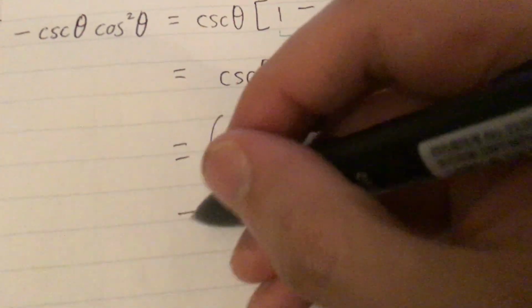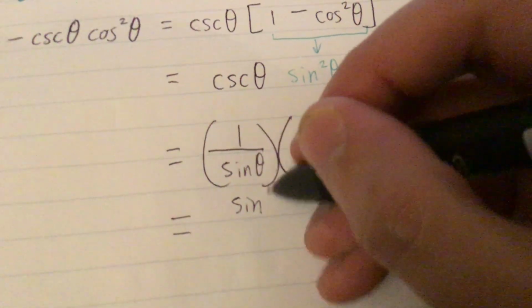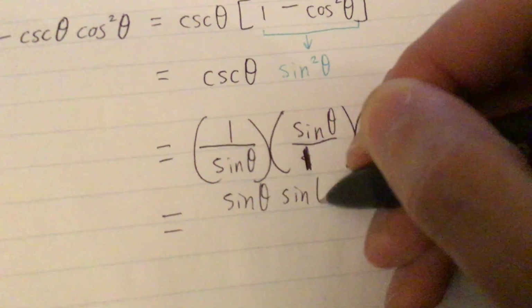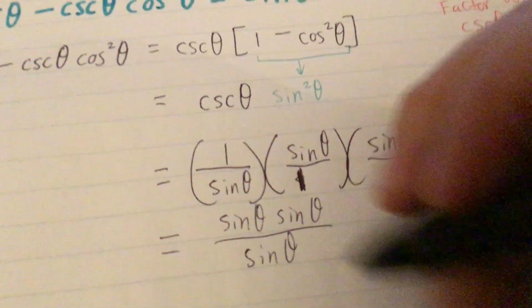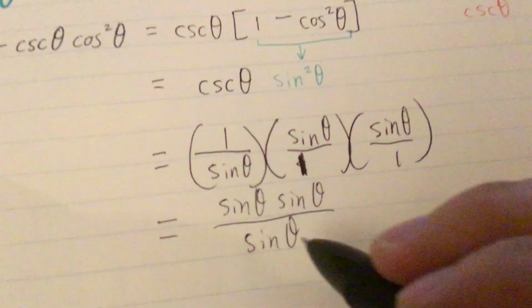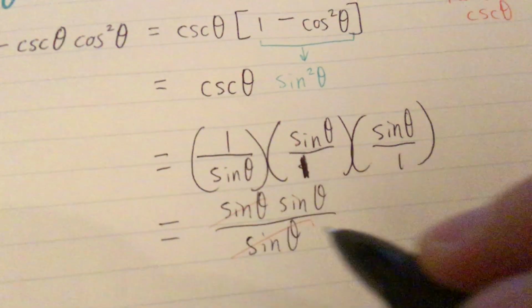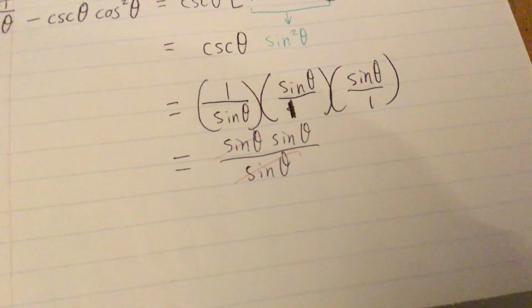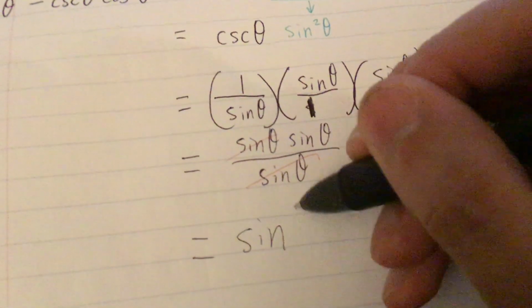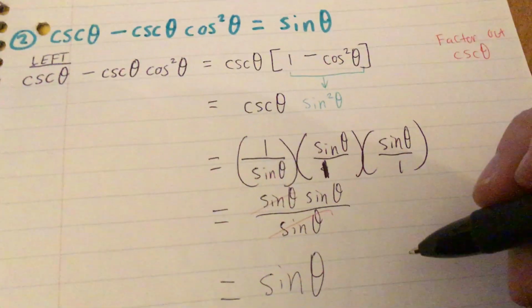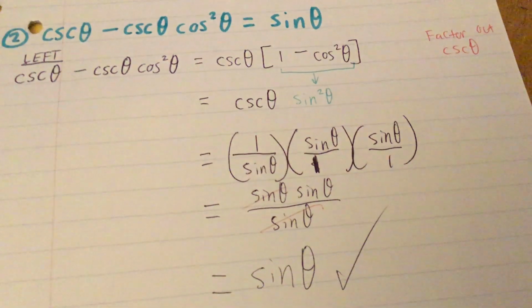And now I'm going to multiply across, sine of theta over sine of theta. And a pair of sine of thetas are going to cancel each other out, leaving me with sine of theta. And the left proves the right.